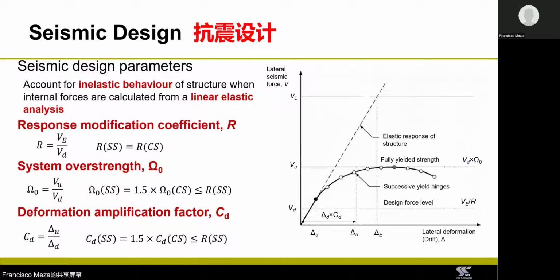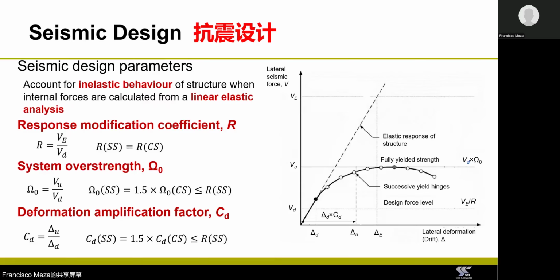Then we have the system overstrength factor, which tells you how much larger the strength of the structure is compared to the force level that is used in design. As I have just mentioned, this factor can be expected to be larger for stainless steel because of the larger material overstrength, larger strength hardening, and also larger cyclic hardening. Taking this into account, we recommend this factor to be taken as 1.5 times the system overstrength factor for carbon steel, but no greater than the R factor.